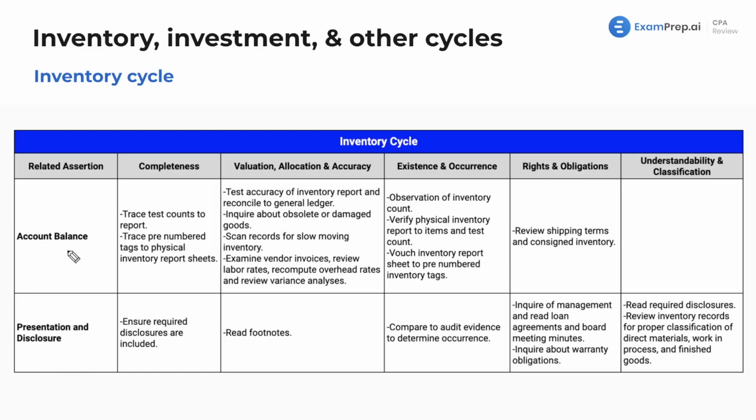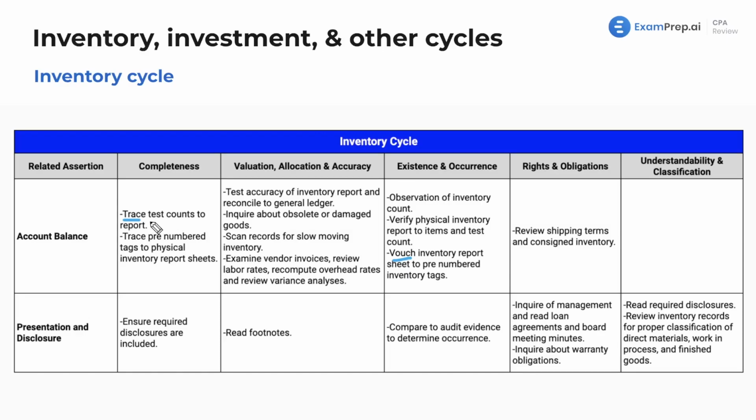We're going to deal with the account balance assertion and presentation and disclosure assertions because, well, the inventory is an asset. We're going to deal with that much more here. For completeness, we remember that completeness is going to be much more tied in with tracing, whereas existence and occurrence have to do more with vouching. And why is that the case? If we trace test counts to a report, well, the report is the counting records. A test count would be a source document, so that's the process of tracing.